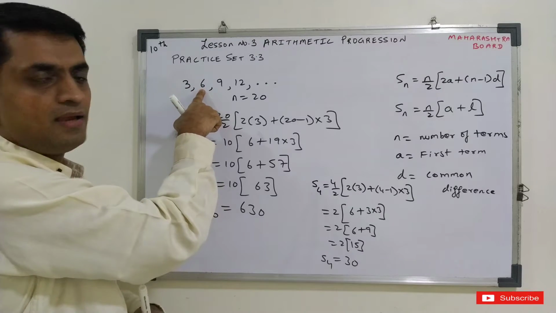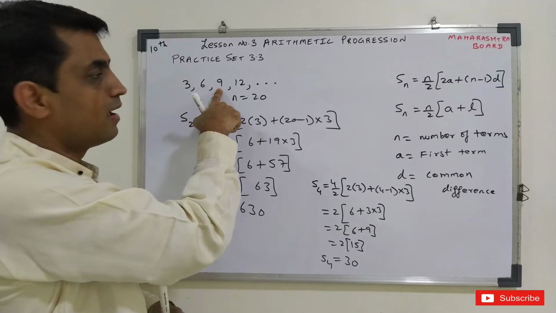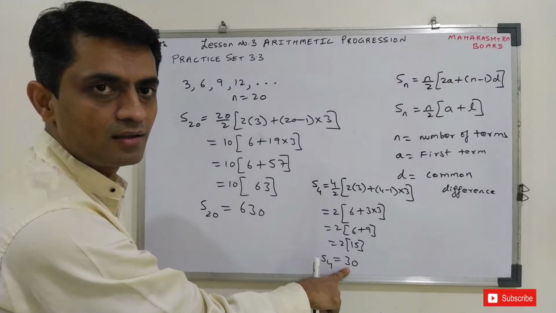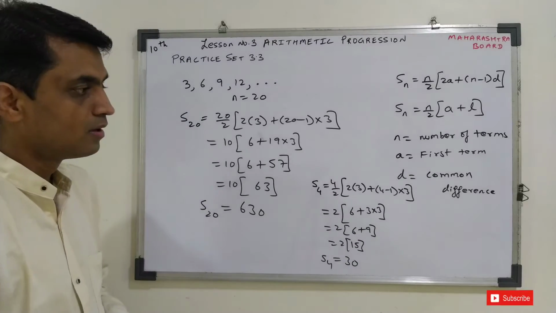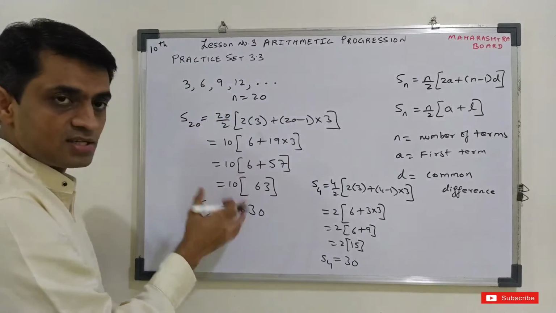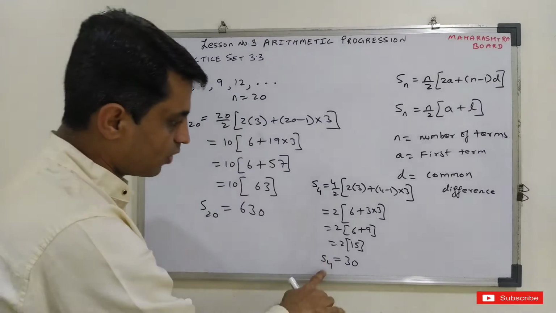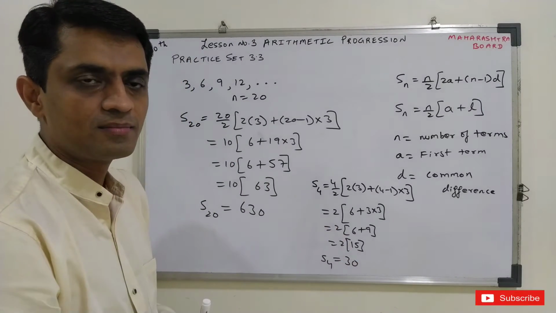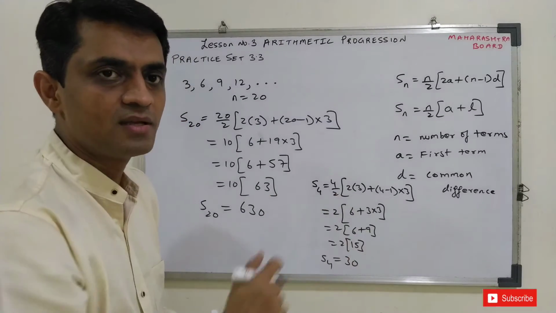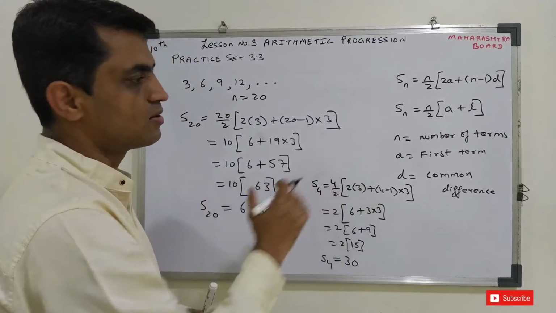You can check. 3 plus 6 is 9, 9 plus 9 is 18, and 18 plus 12 is how much? 30. So we have checked also. The sum of 20 terms is 630, and the sum of the 4 terms is 30. So this way you can use this formula.